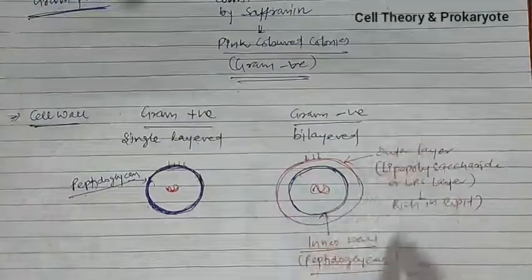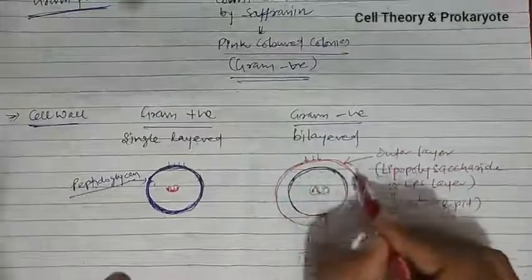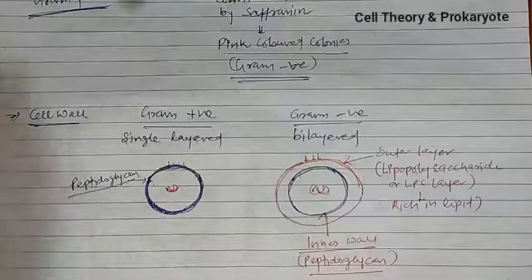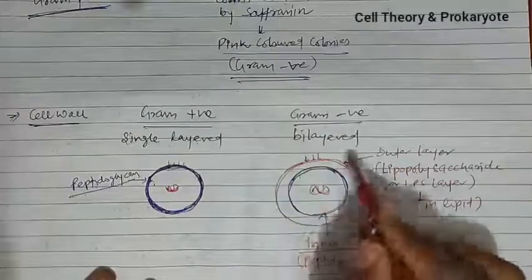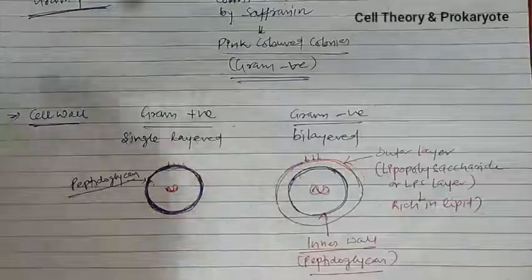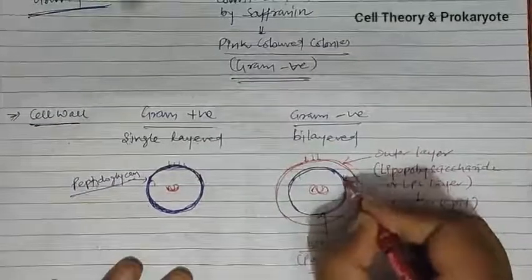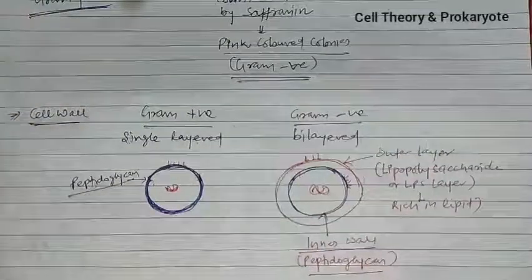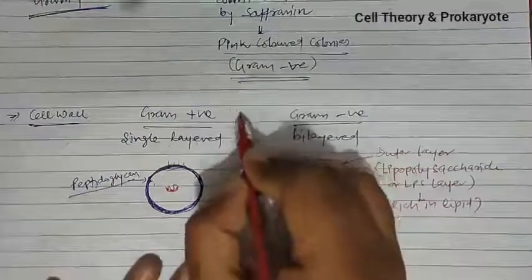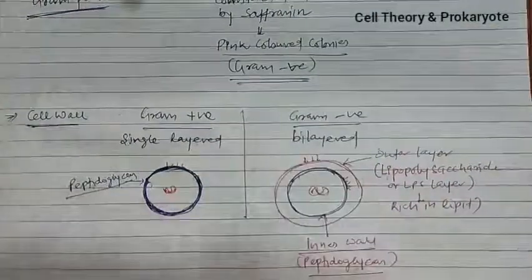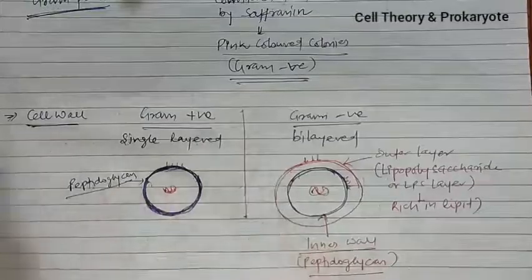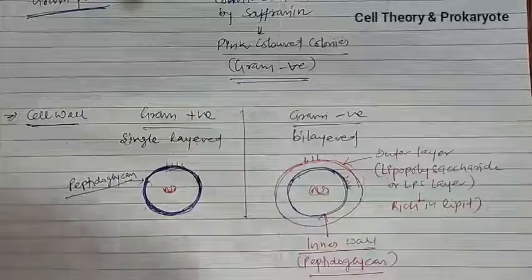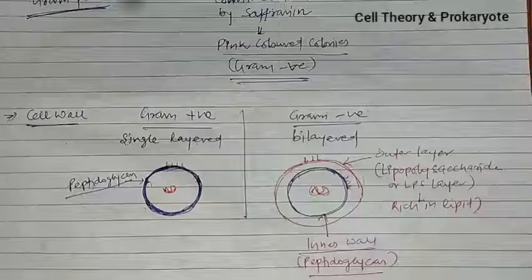But when we treat with alcohol, ethyl alcohol or acetone will break this lipid rich lipopolysaccharide layer. So the stain also gets removed and the bacteria become colorless. Again we counterstain with safranin, which binds to this layer and gives a pink color to the gram negative bacteria. So these are the differences. Because of this, gram positive bacteria are purple colored, whereas gram negative bacteria become pink colored due to safranin staining. So this is all about the prokaryotic cell with respect to cell structure that we have studied. Thank you.